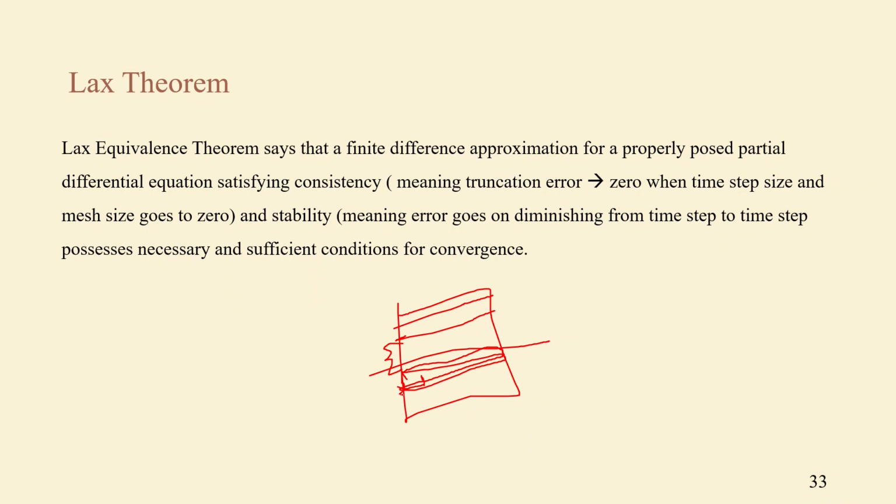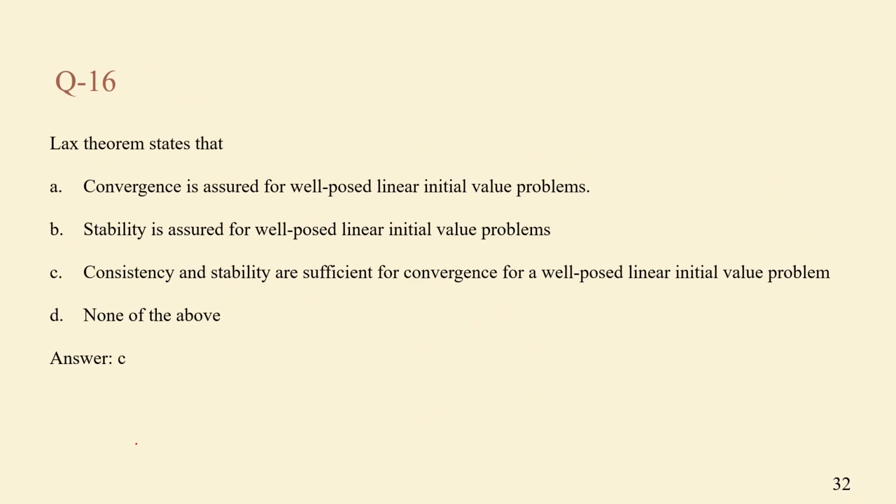So the truncation error is reducing on one side, and as we proceed from one time step to another, the error on the whole is reducing. Therefore, if the consistency and stability criteria are achieved, we can say that the convergence condition is satisfied. The convergence is satisfied when consistency and stability hold. So option C is the right answer. Therefore, consistency and stability are sufficient for convergence for a well-posed linear initial value problem. So option C is the right answer.